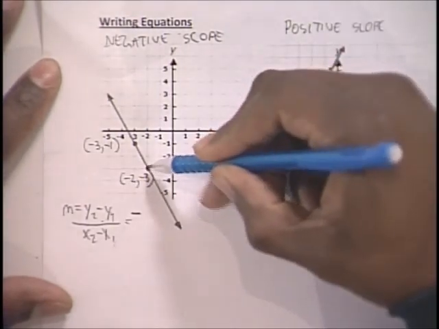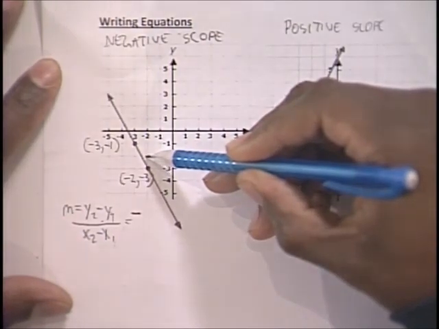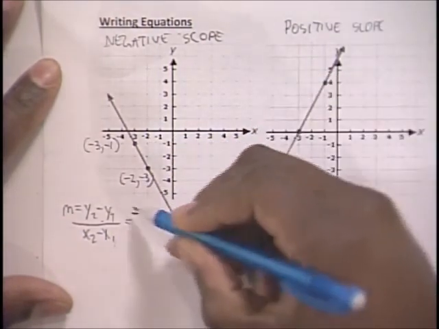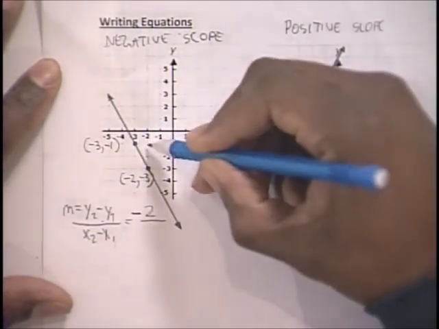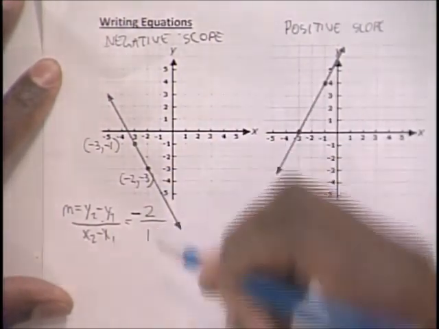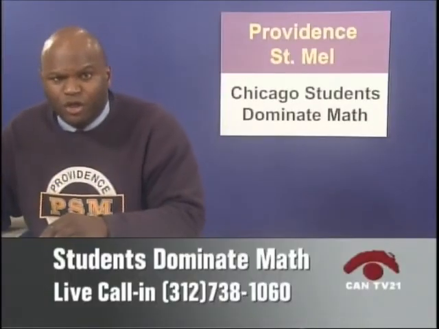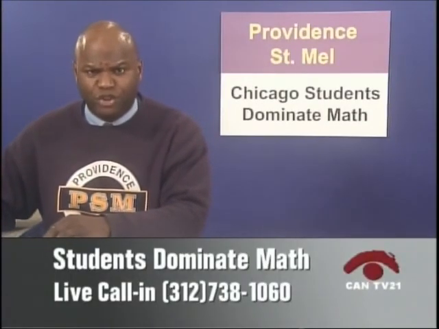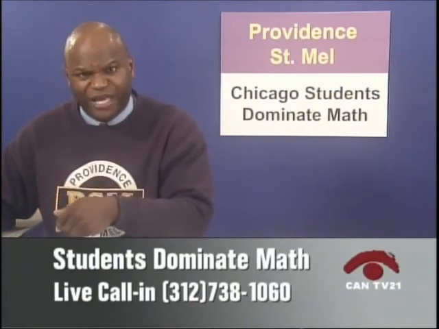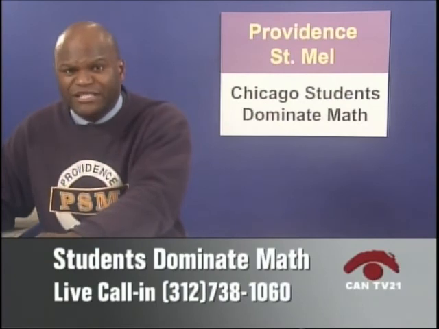Now how far are we rising? To go from here to here, how far are we going up? We're going up 1, 2 units. We're rising 2, and how far are we traveling laterally? We're traveling laterally 1 unit. So that's a quick way of finding the slope. You don't have to use y2 minus y1 over x2 minus x1. We did that already. Now we're finding the slope in a different way. The slope here for this problem is -2.